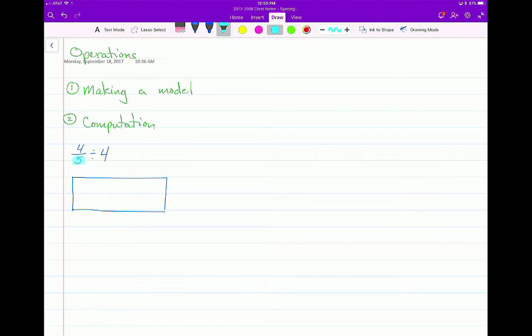The first thing to look at is this denominator of 5. What that tells me is that I'm taking my whole, which is represented by this rectangle, and I am dividing it into 5 pieces because they're fifths. My numerator, highlighted in green, tells me that I only have 4/5 of those remaining.